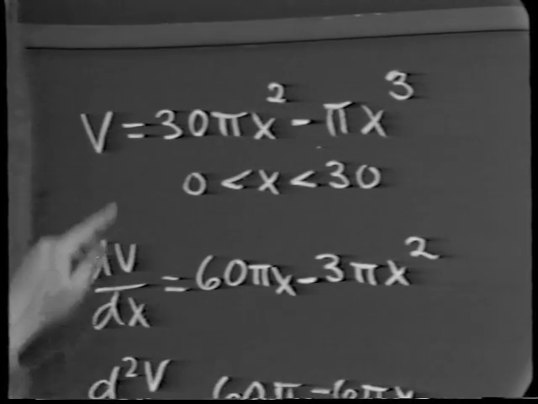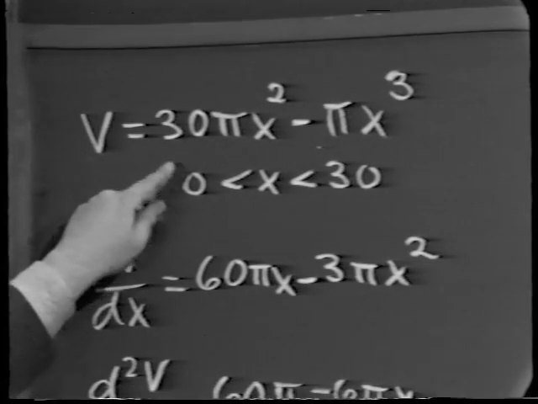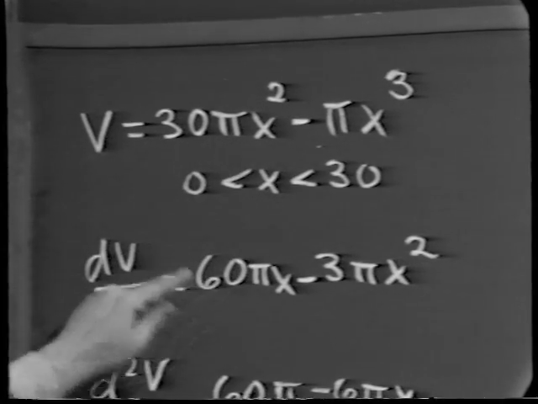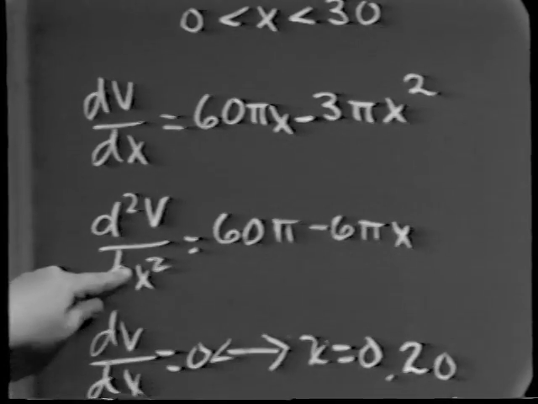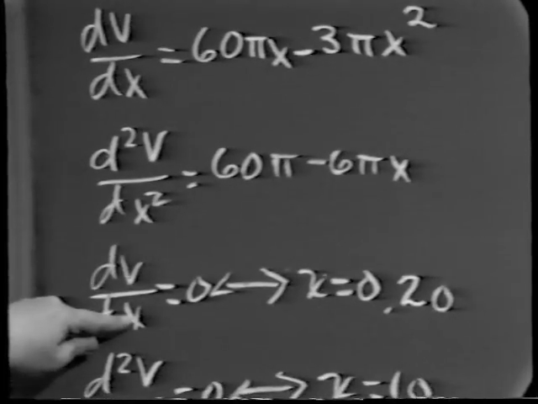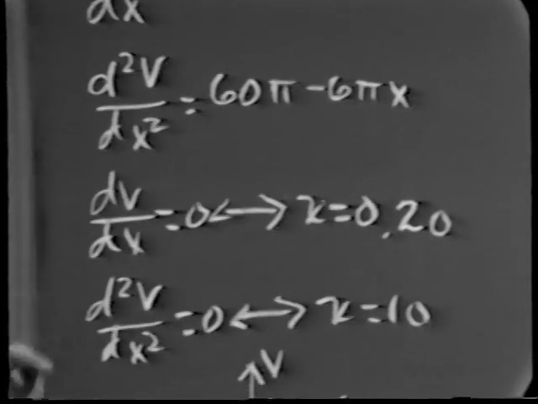All we're saying is what? Given this relationship, which is how v is related to x, we can form the first derivative, we can form the second derivative. We can look to see where the first derivative is 0. We can look to see where the second derivative is 0.